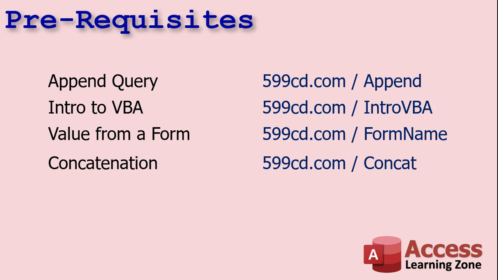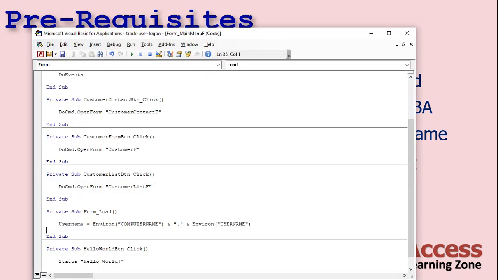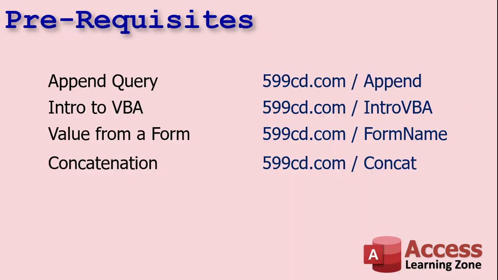All right, there's two more videos for you to watch. Getting a value from an open form, which is the form name video, and concatenation. That's where you put two string values together. That's what I did with this guy right here. That's string concatenation with the little ampersand there. All right, so go watch those videos too if you don't know what that stuff is.